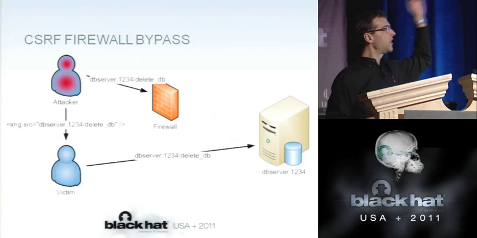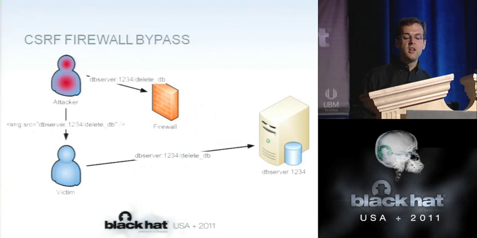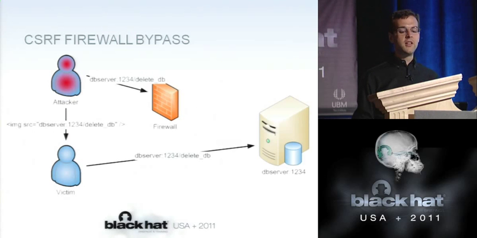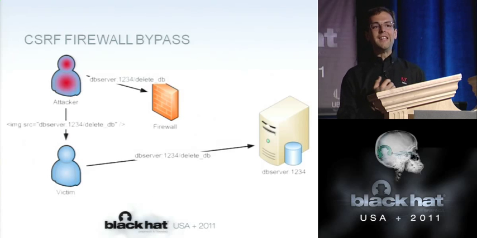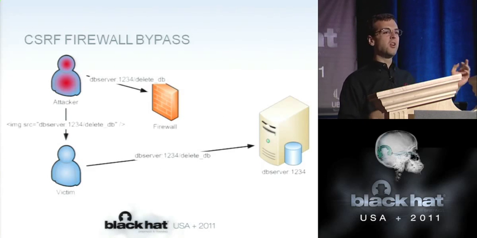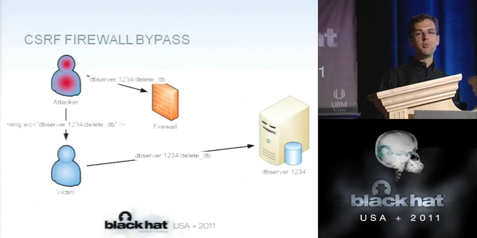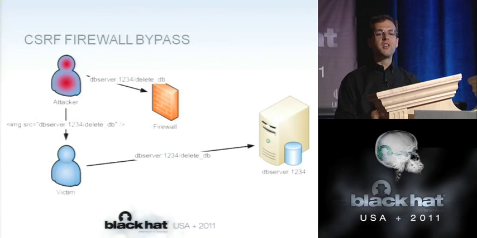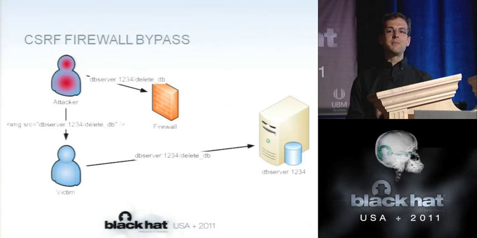So we're an attacker right here. And what we really want to do is call to DB server, and it's running a NoSQL database on port 1234. I want to call DB server 1234 delete DB to go delete the database and DOS the system. But I can't do that. The firewall stops me. I'm not in the approved list of clients to be able to get right to port 1234. But what I can do is I can spearphish you.